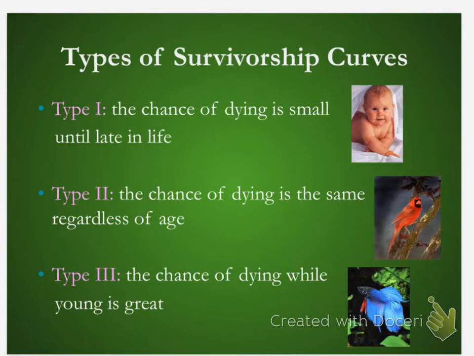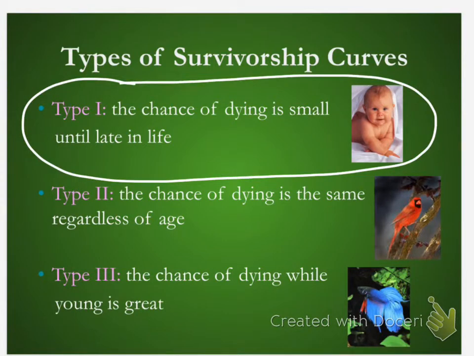So in type 1 species, and that would include us, humans, the chance of dying tends to be smaller until we get very late into life. So most of the organisms survive the early part of life, and once you've survived the early part, it's quite probable you'll live to a very long age.